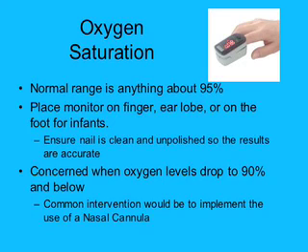The next vital sign is oxygen saturation. The normal range is anywhere above 95%. You should place the monitor on the finger, earlobe, or on the foot for infants, and ensure that the nail is clean and unpolished so that the results are accurate. You should be concerned when oxygen levels drop to about 90% and below. Common interventions would be to implement the use of a nasal cannula.